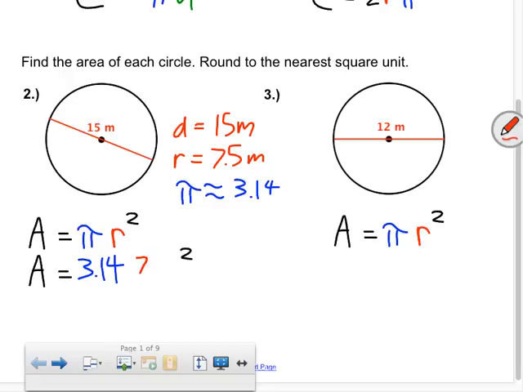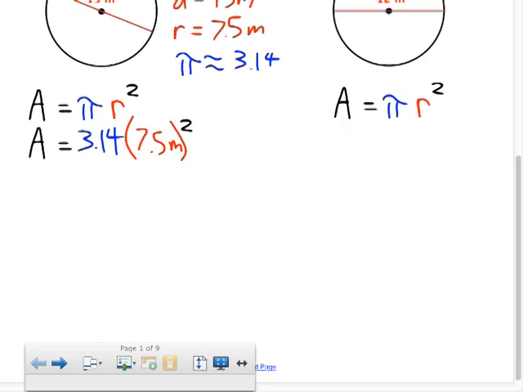So 7.5 meters, and I'm going to put parentheses around that. So you guys need to square 7.5. I need you guys to do this because this is where a lot of you are messing up. When I graded the quiz, you're messing up on the calculations. So multiply 7.5 to itself so you can find radius squared.